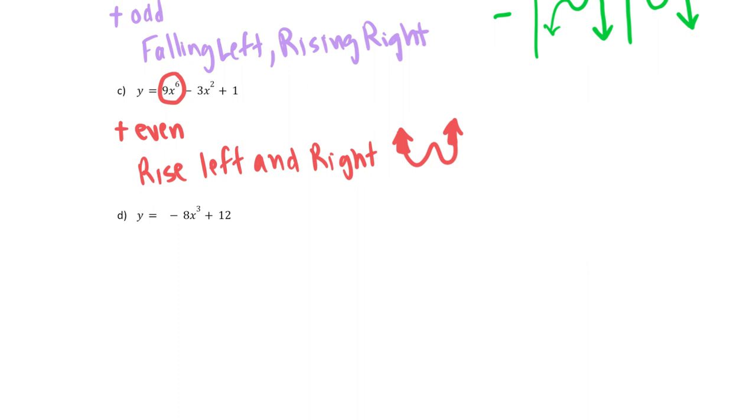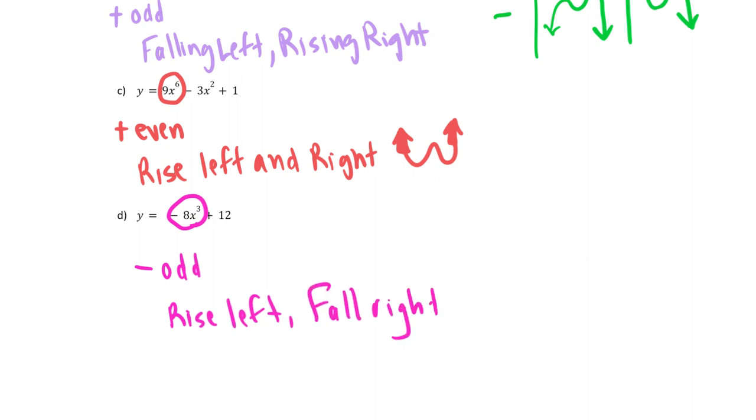negative 8x cubed. So we will be negative and odd. So we are rising left and falling right. So that's rising on the left. The negatives become positives and the positives become negatives. So I would just get an idea of how that chart works.